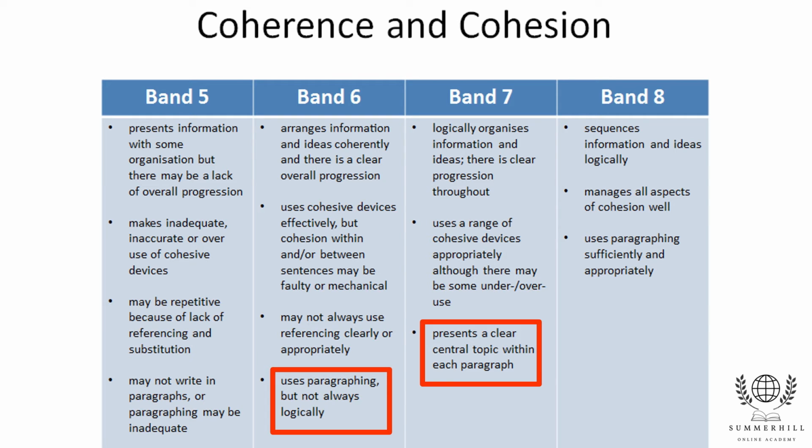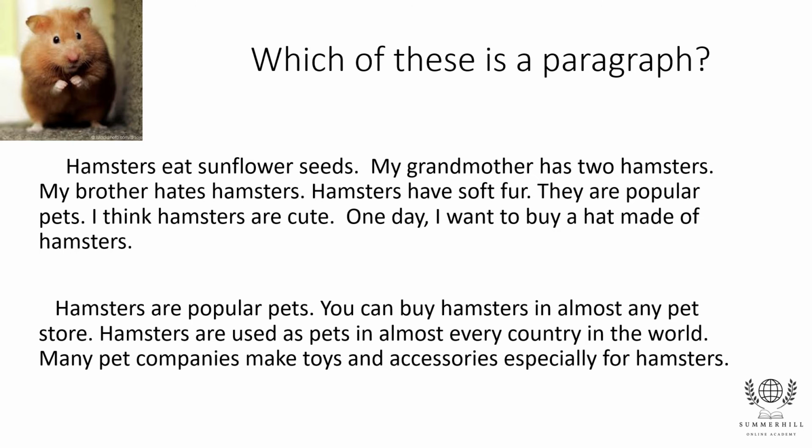So basically, paragraphing is not the same as simply dividing our information into blocks of writing. For example, if we have these two blocks of writing, we can see that the first group of sentences is about hamsters, and the second group of sentences is also about hamsters. So both groups of sentences have the same topic. But this first group of sentences simply describes random facts and information about hamsters.